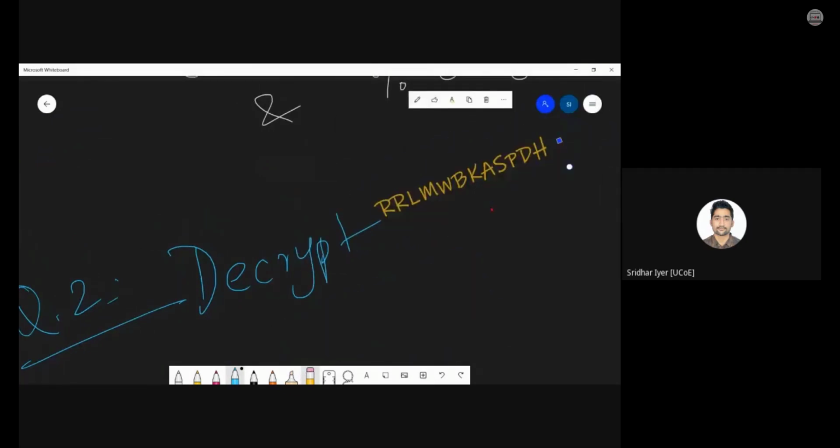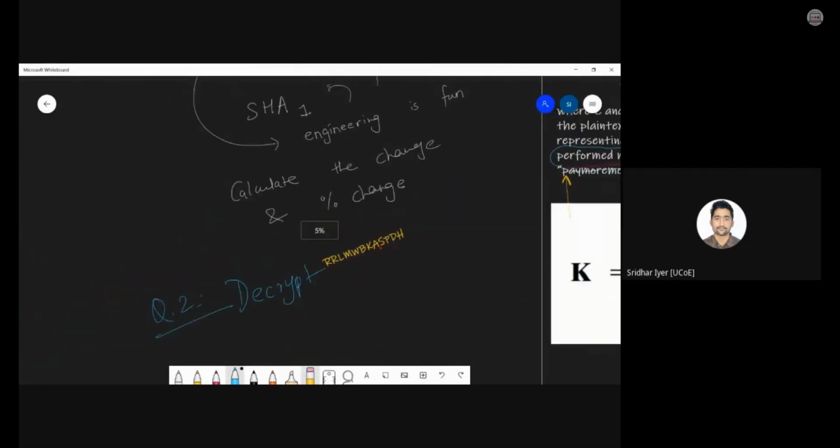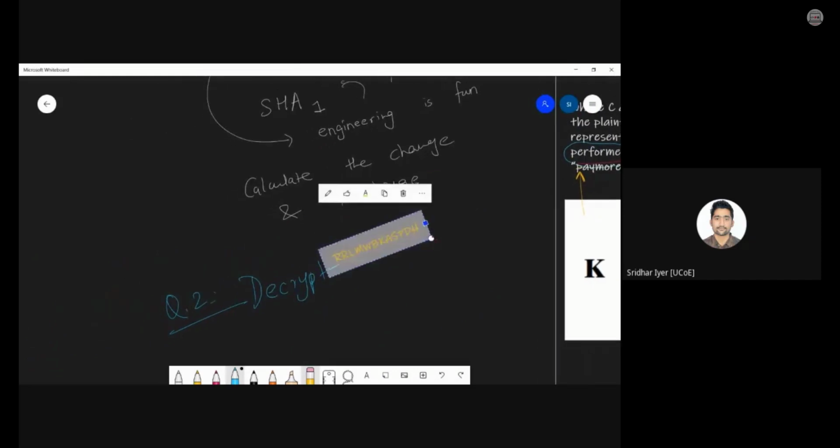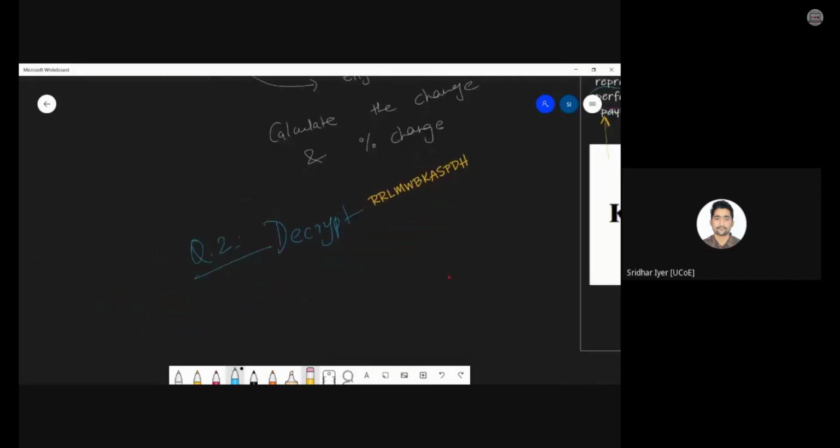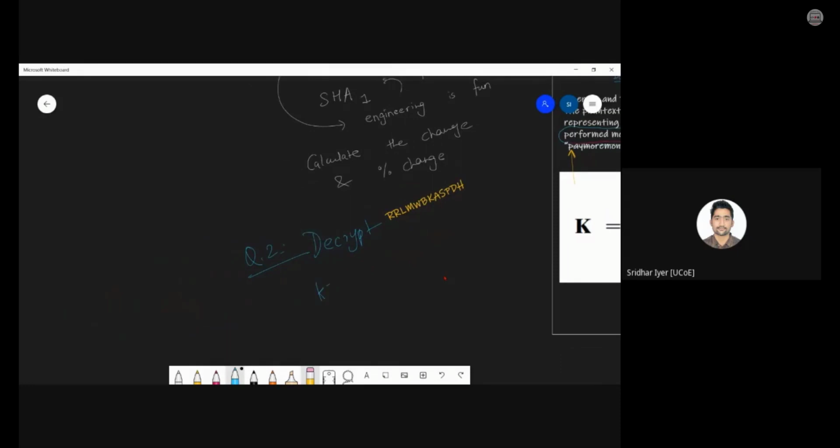Step by step. So you have to decrypt this value using your K inverse. So first of all, find out K inverse. That is your main task. So these are the things you need to find out. First of all, find out K inverse, then convert this into 4 groups of 3 each, and then find out the decryption. That is the plain text.